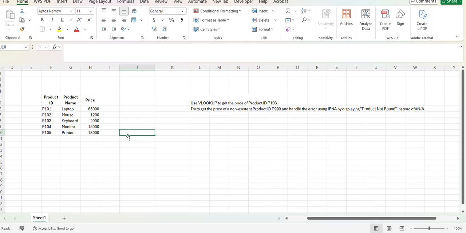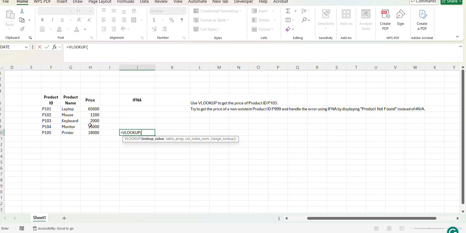I will explain about the IFNA. So first I will solve this question using VLOOKUP. So VLOOKUP, I have to find the price of product P103.